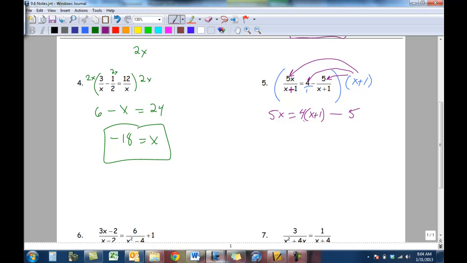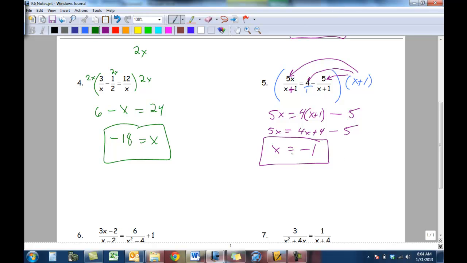Alright, so now, distribute and solve. So we got 5x equals 4x plus 4 minus 5. Subtract the 4x, you get x equals 4 minus 5, which is negative 1. So there's our answer. X is equal to negative 1.